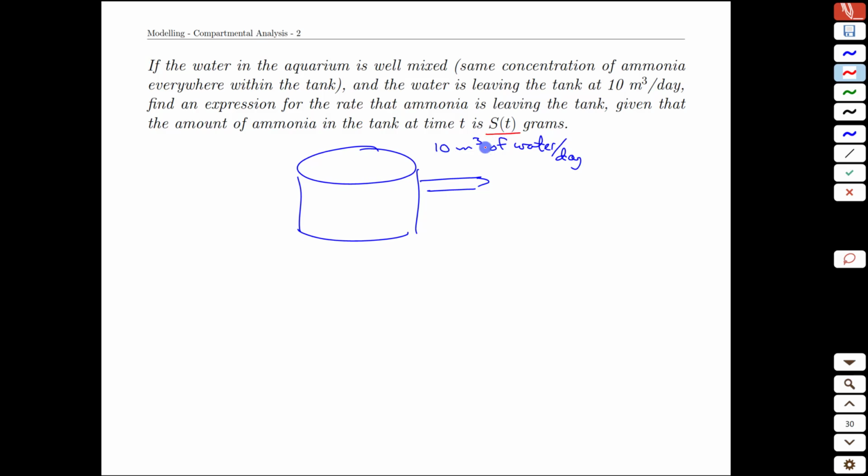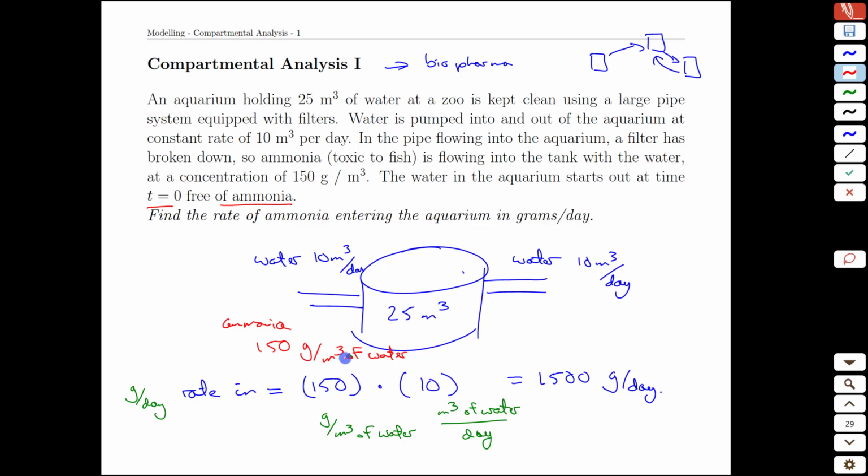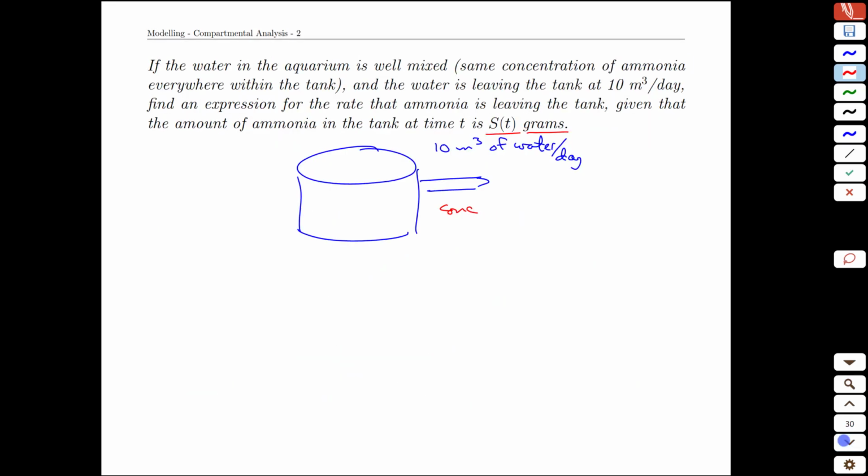Well, if we define S of T as the grams of ammonia in here, then the concentration, which is what we had on the last page, is ammonia concentration in grams per cubic meter. The concentration is going to be our amount S of T, which changes, but it's dissolved in the tank size. Whatever the total number of grams is, it's going to be dissolved in the 25 cubic meters of water in this tank.